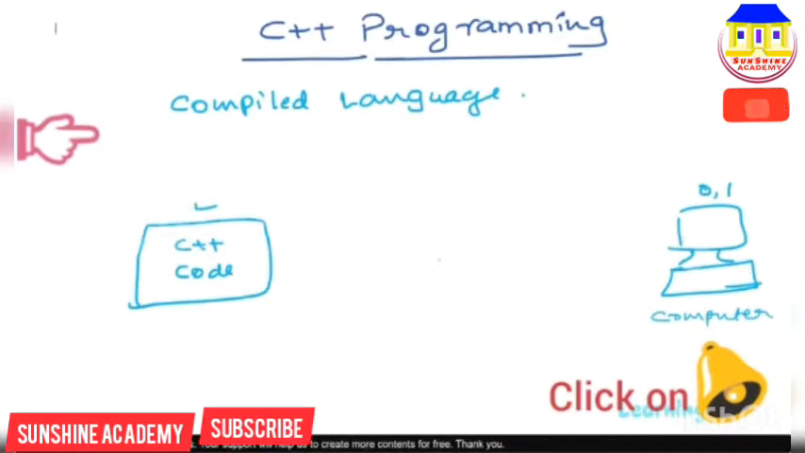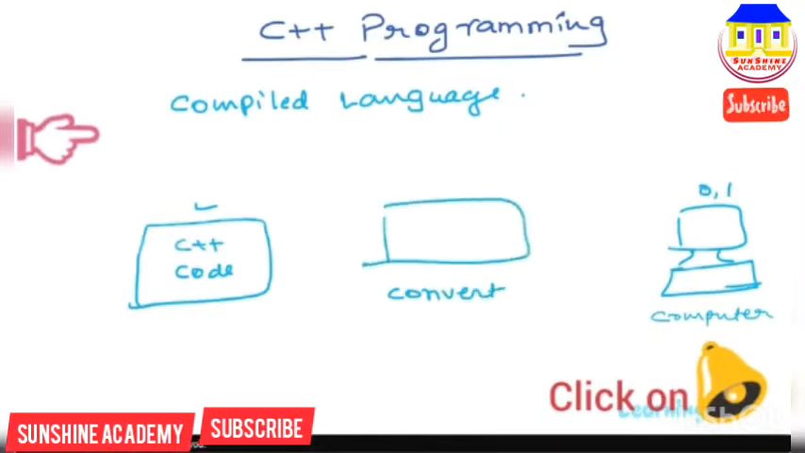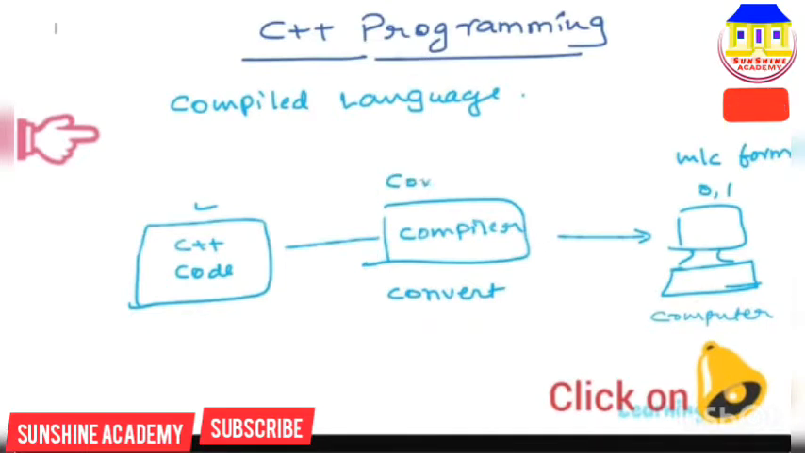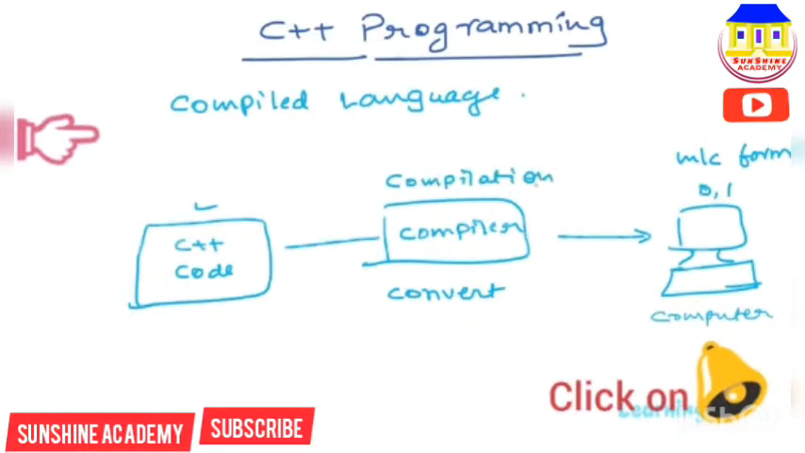So what we have to do is, first we have to write the program in C++, and then we have to convert that code to the machine level form. Here we use a compiler to convert the code to the machine form. And this process of converting the code using the compiler is called the compilation method. Since this uses the compilation method, it is called a compiled language.